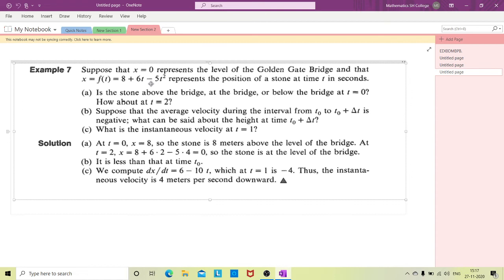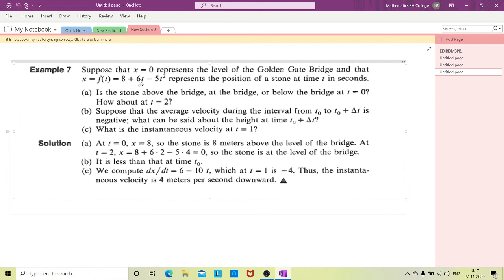Now what about at t equal to 2? Put t equal to 2 in f of t. You will get 8 plus 6 into 2, 12, minus 5 into 4, 20. So it becomes 0. It means that x is 0, that is, the position of the stone is 0. And the position of the bridge is also 0, x equal to 0. It means that the bridge and the stone are both at the same level. Okay, so A part is over.